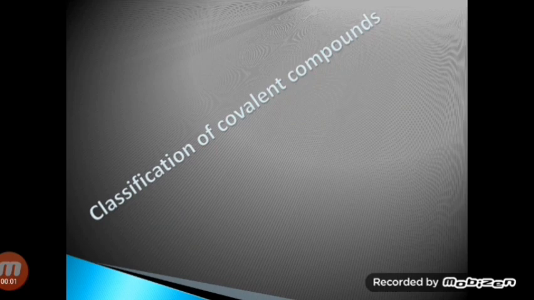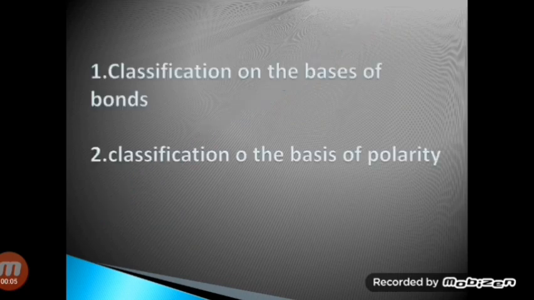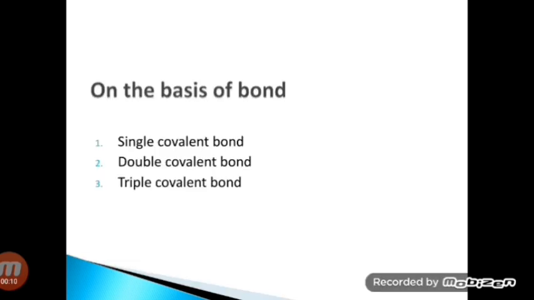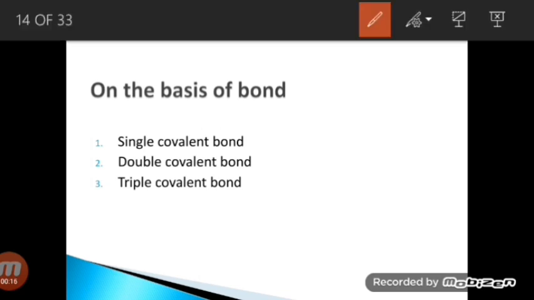How can covalent compounds be classified? Covalent compounds can be classified on the basis of either their bonds or polarity. On the basis of bond, the covalent compounds either contain a single bond, a double bond, or a triple bond. Let's take an example of them. Hydrogen is the best example to explain the single covalent bond. In case of hydrogen, there is 1 electron pair shared between 2 hydrogen atoms, so that's why there would be a single covalent bond.